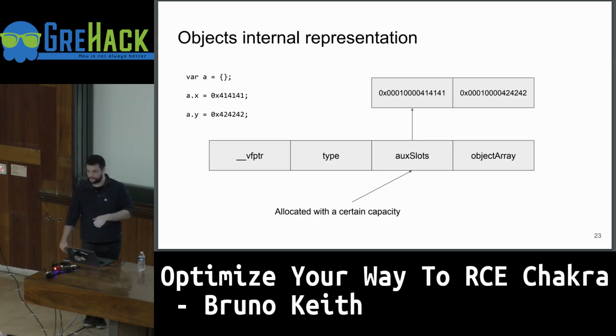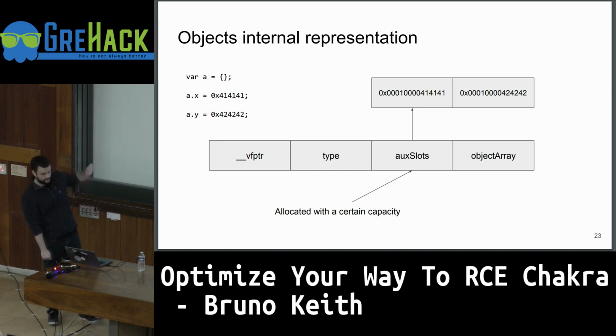So in Chakra, that's what it looks like in memory. We have an object A, assigned 2 properties to it, X and Y. And if we look at the memory layout of that object, we have this thing. The first thing is the virtual table pointer. Then we have the type. And then we have this field called auxSlots, which basically is a pointer to a contiguous memory region that contains the property values. Of course, that buffer is allocated with a certain capacity.